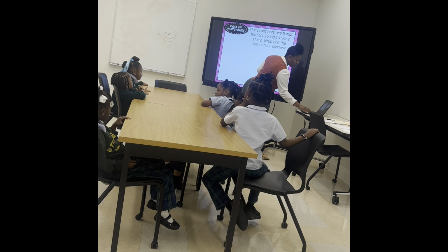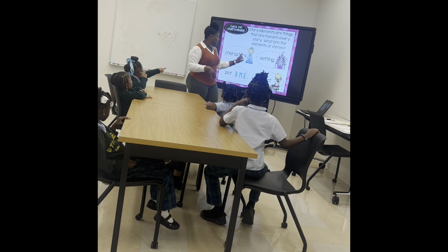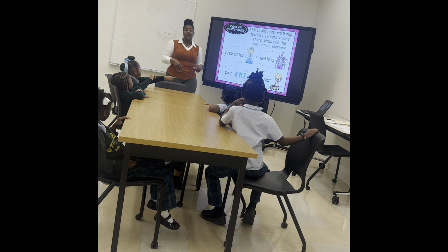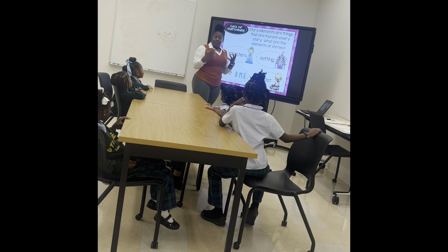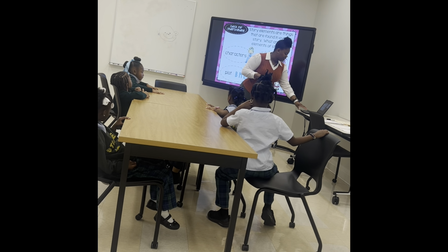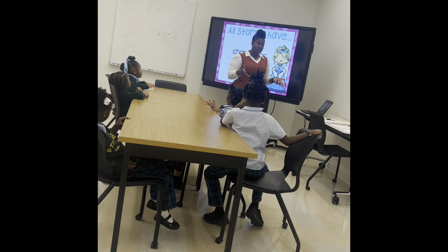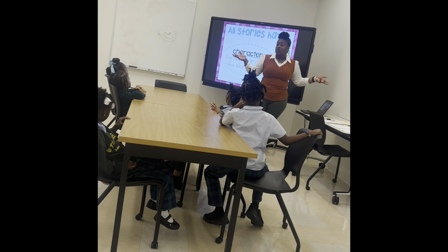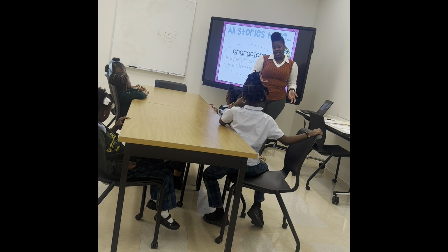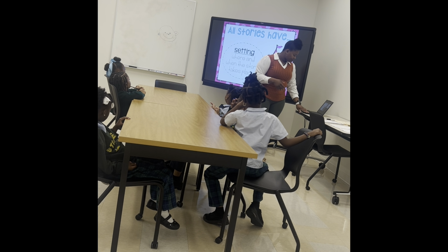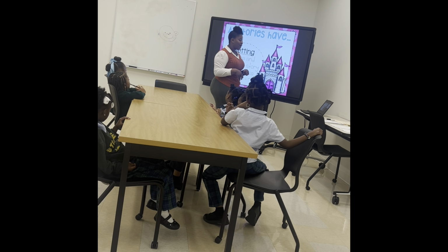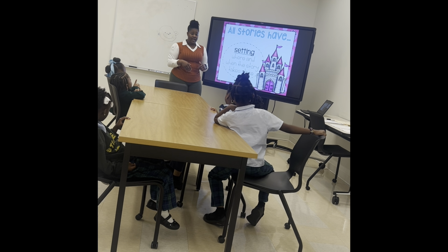So these are the story elements. We have characters, setting, plot, and conflict. Conflict is what in the story? The problem that happens in the story. Good job. So characters are the people or animals that the story is about. Animals don't have to be the main characters or anything like that, but they're just the people in the story. The setting, that's where and when the story takes place, right?